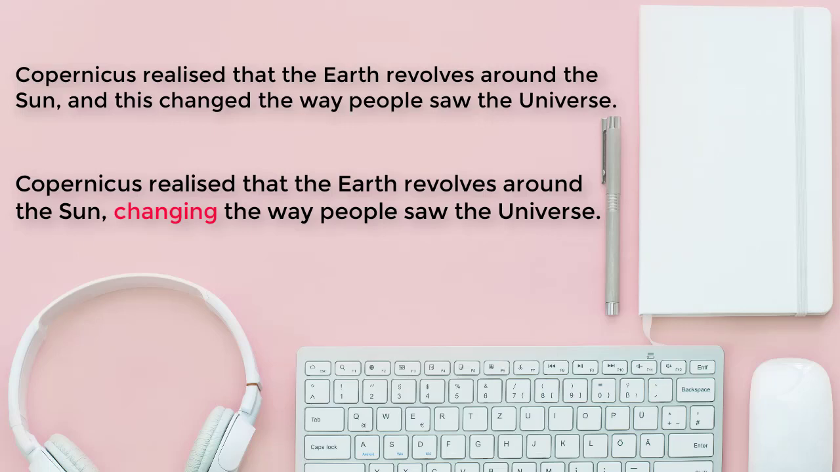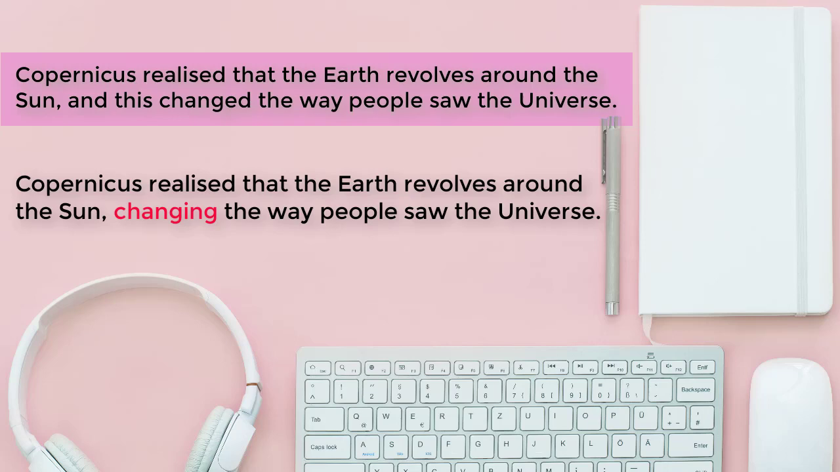Alright, so here guys, there is an example of how you can use participle clause to express consequences. It's very handy for writing task number 1 because if you're going to be describing the natural process, there are lots of consequences. So, for example, here we have a sentence. Copernicus realized that the Earth revolves around the Sun, and this changed the way people saw the universe.